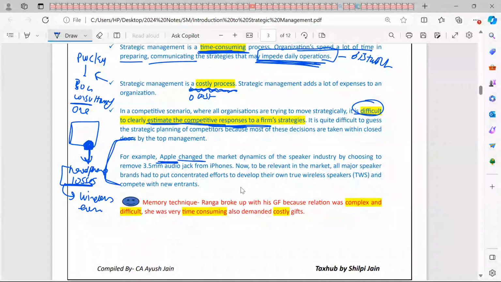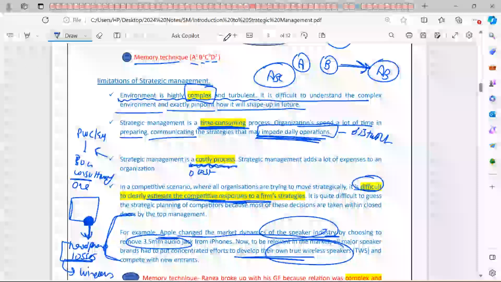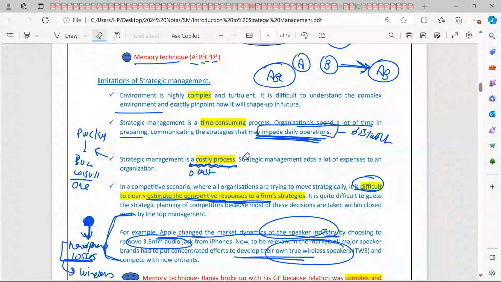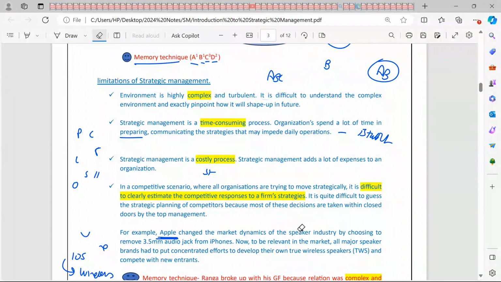For example, Apple changed the market dynamics of the speaker industry. How? By choosing to remove the 3.5 mm audio jack from iPhone. All major brands have developed their own true wireless speaker. Okay. So what all we have seen? That first of all, environment is highly complex. Second thing, it is a time consuming process. Third thing, it is a costly process. And fourth thing, it is difficult to estimate the competitive response.